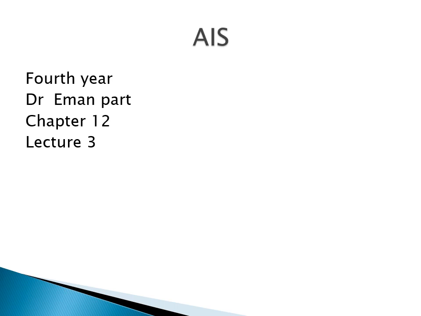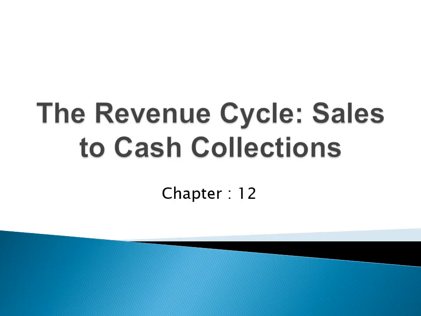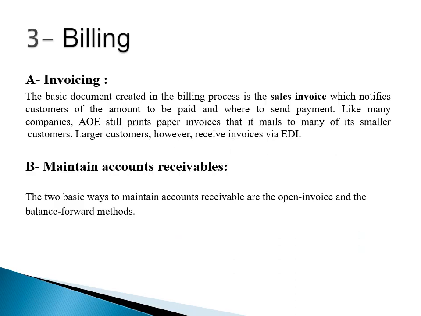Today I will continue chapter 12 about the revenue cycle, sales up to collection of cash. Previously, if you remember, we discussed the four main activities in our cycle, which are, in sequence: sales order entry, then shipping, then billing, and eventually cash collection. Let's go back to our billing step.